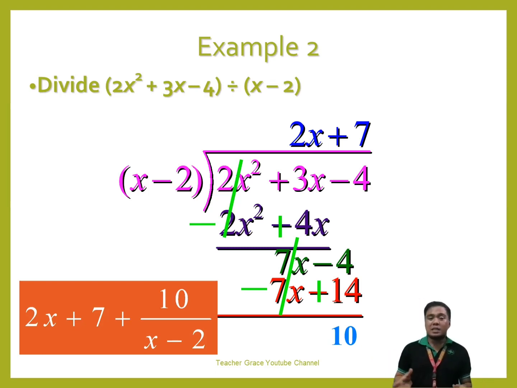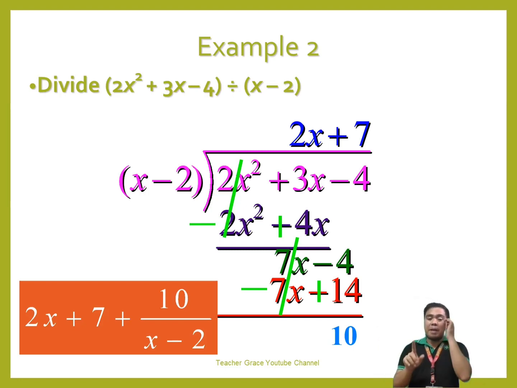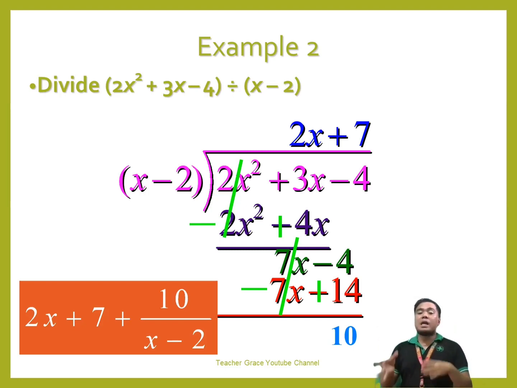Then right after that, again, what are we going to do? Change the sign of your subtrahend to its opposite. Since the sign for the 7x is positive, magiging negative yun. At since the sign of your 14 is negative, magiging positive 14 yun. So after that, perform addition. 7x plus negative 7x is 0. Negative 4 plus positive 14 is positive 10. So as you notice, wala nang natitira sa ating dividend. So yung positive 10, that will be your remainder.